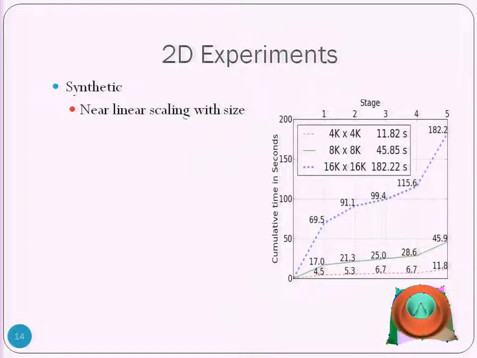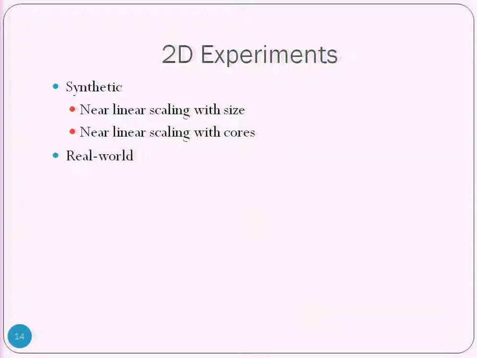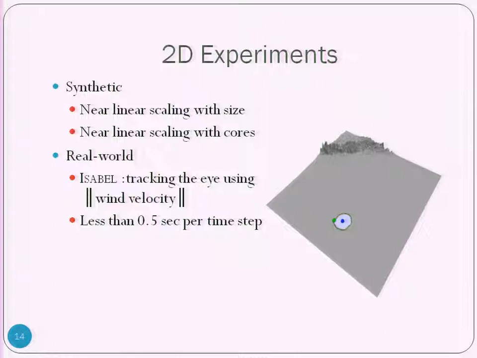I'll just talk about the WGauss data set and look at a couple of graphs on that. This graph shows the scaling for the WGauss data set for varying data sizes, averaged over many runs. We see that there's almost a near linear scaling in terms of the running time, and that is represented by the last column over here. We also validated in terms of the number of cores, where we timed the various stages of the algorithm. And for the Hurricane Isabel dataset, we were able to track the eye of the hurricane using the magnitude of wind velocity, and it took less than 0.5 seconds for each time step to execute.